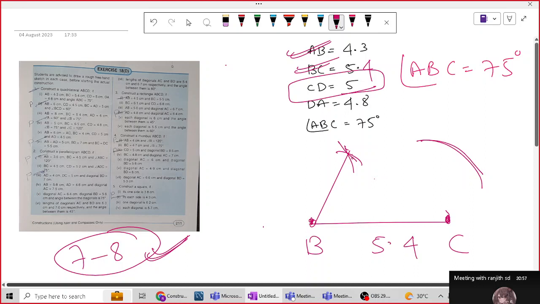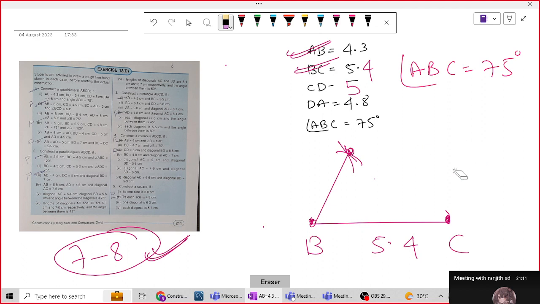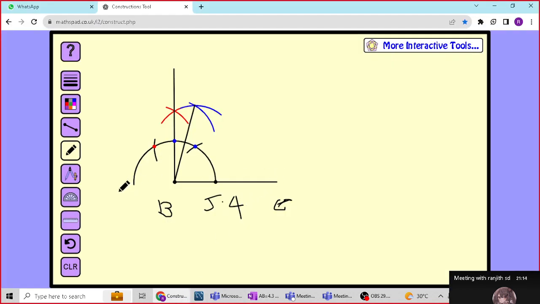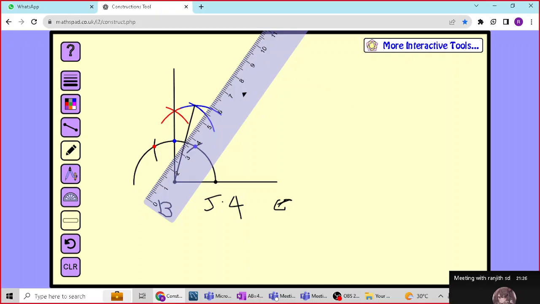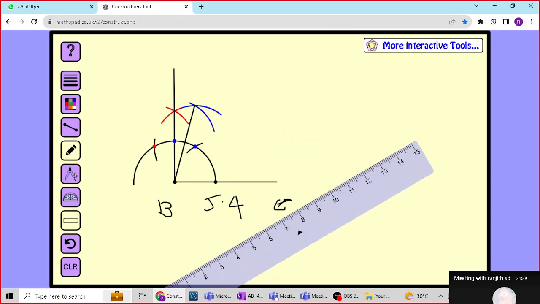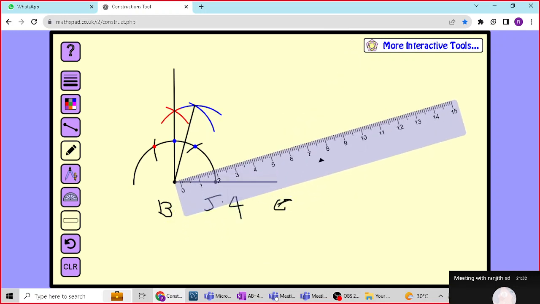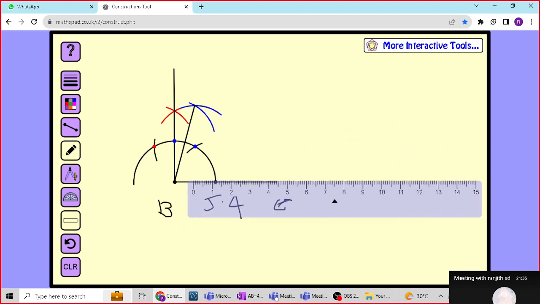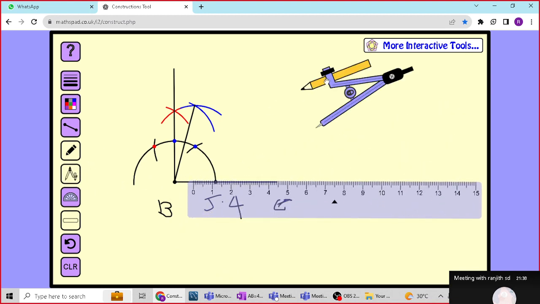The next, where is DA? Keep it on A. What's the centimeter you have to take? 4.8. Did you understand this CD line? From C, take 5 centimeters and cut an arc like this. Look, let me place it, use the ruler. Take 5 centimeters.